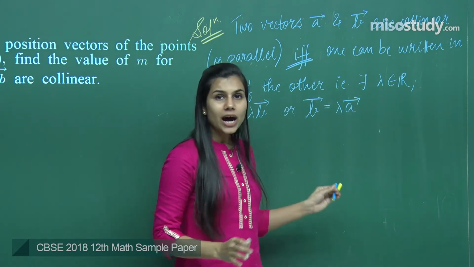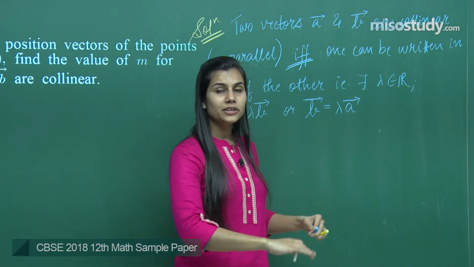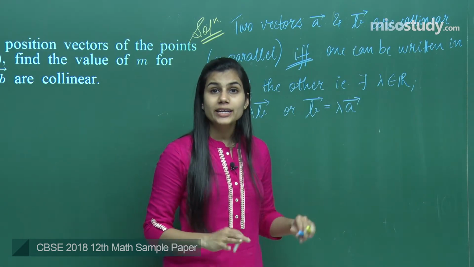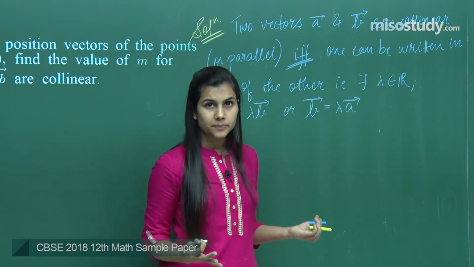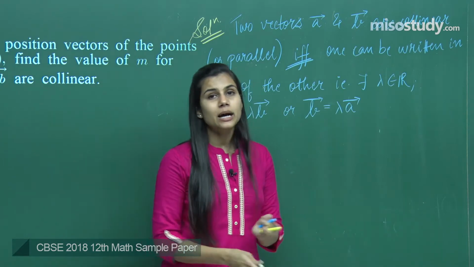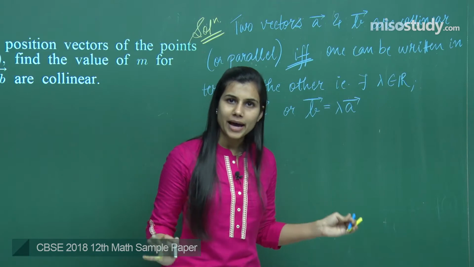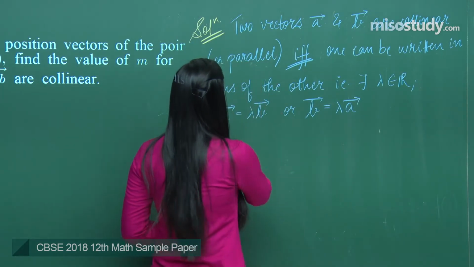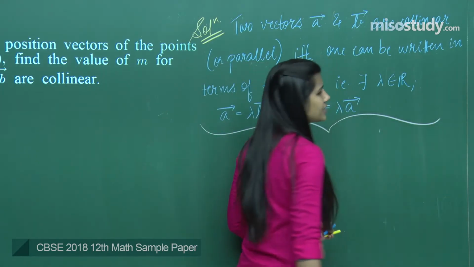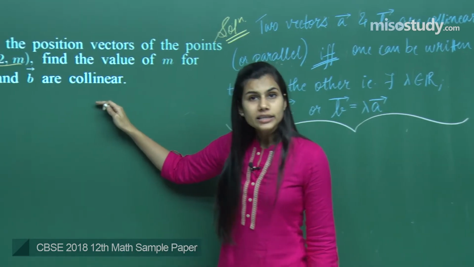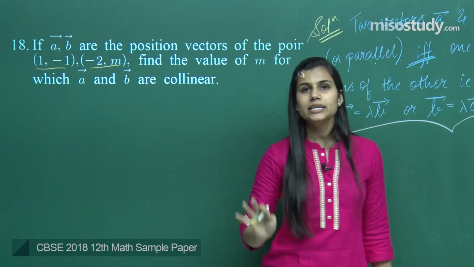The moment you find a lambda such that one vector can be written as lambda times the other vector, that means these two vectors are dependent upon each other. The moment dependence comes into the picture, these two vectors become collinear or parallel. So if I am given that these two vectors are parallel, or collinear, that means definitely a lambda exists.